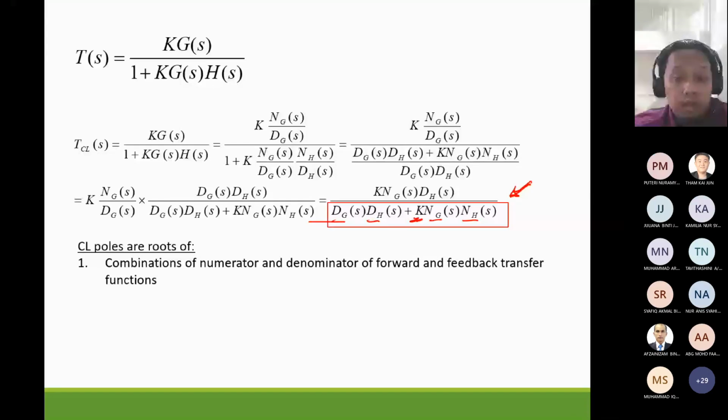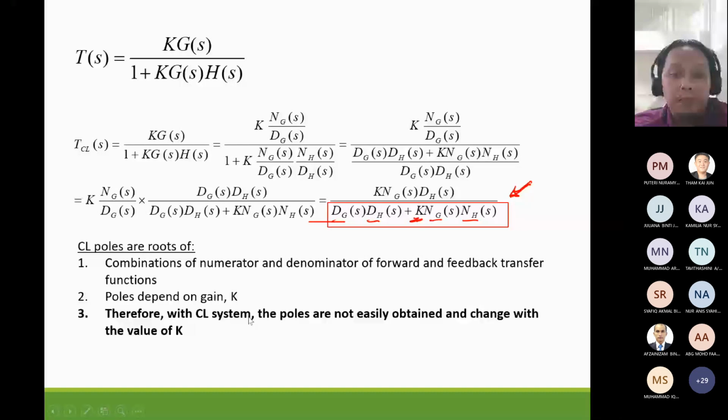And then the poles, if you look at the denominator, the poles now depend on the gain K. So here there is a K value. When you change the value of K, you get a different solution for the denominator. Therefore, with a closed loop system, the poles are not easily obtained and the poles will change with the value of K.